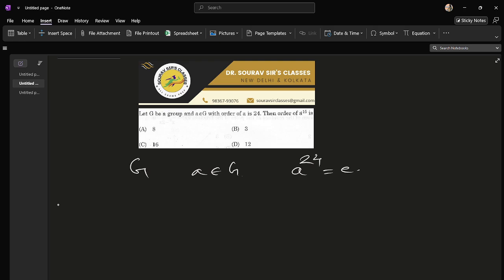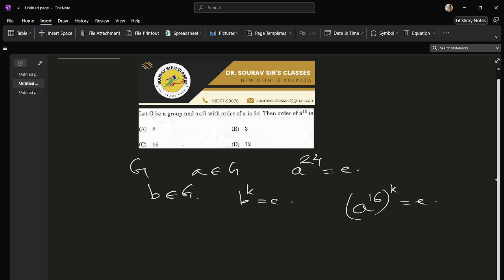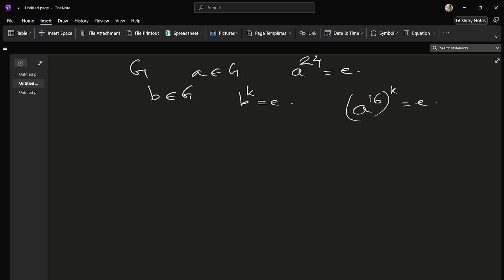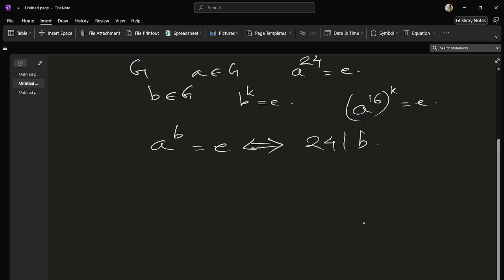Okay. So now we are going to define the order of it. That means the order of an element B, let us take B belongs to G, will be what? The order of the element B in a group is the smallest integer k such that B to the power k is equal to identity. For our case, we need to find the smallest integer k such that A to the power 16, whole to the power k, is equal to identity. So now, since our A has order 24, we can write that A to the power B is equal to identity if and only if B has to be a multiple of 24. That means 24 divides B. Thus we have to solve this: 16k congruent to 0 modulo 24.